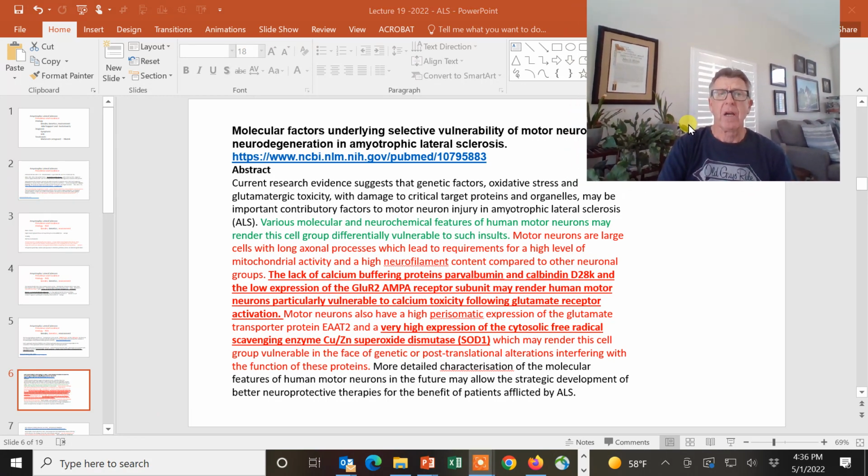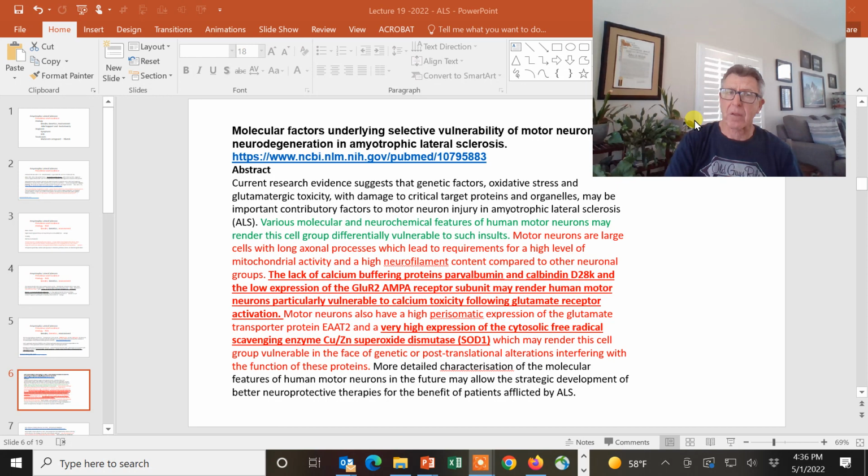What else we got going on here? Just the motor neurons themselves make them at risk. They're big cells with long axons, and that means they have high levels of mitochondrial activity, lots of neurofilaments and protein processing. For those patients that have it, when they look at them, they tend to have fewer calcium binding proteins. Parvalbumin and calbindin 28 are both calcium binding proteins, so they have less intrinsic buffering of the calcium when it comes in. And there's a different expression of the AMPA receptors that lets in more calcium. So all put together puts it at risk.